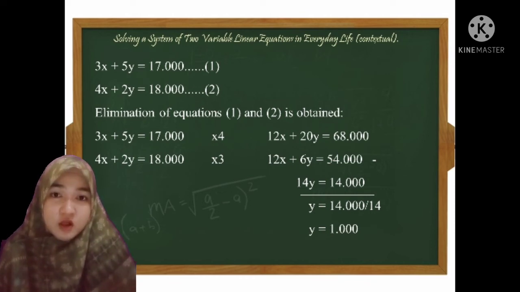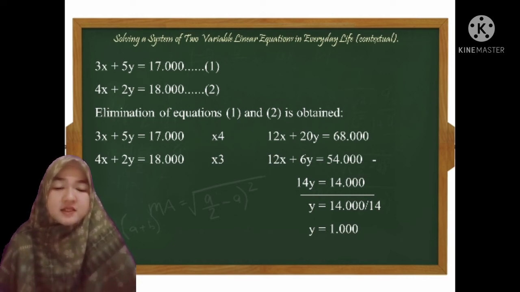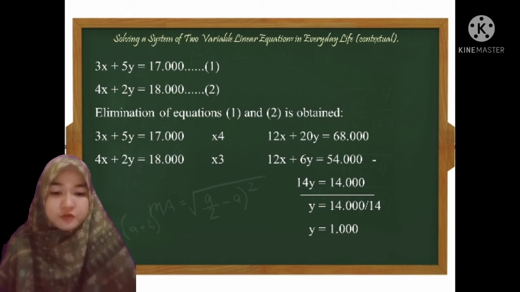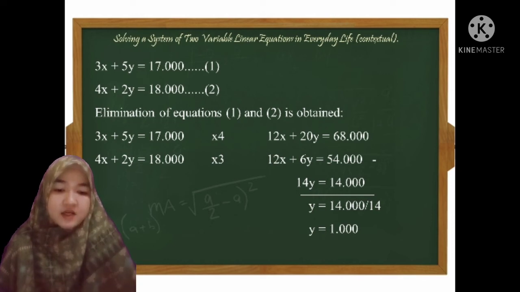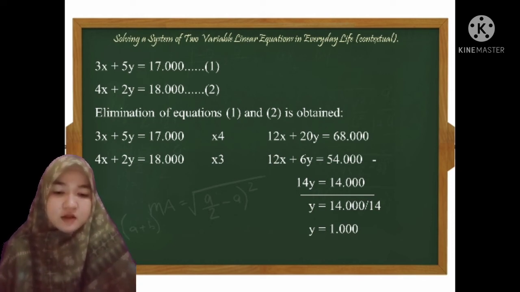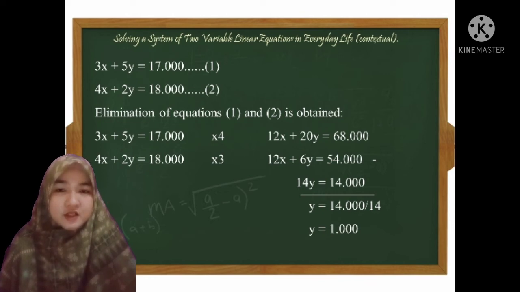12x plus 20y equals 68,000 minus 12x plus 6y equals 54,000 becomes 14y equals 14,000, so y equals 14,000 over 14, which gives y equals 1,000.